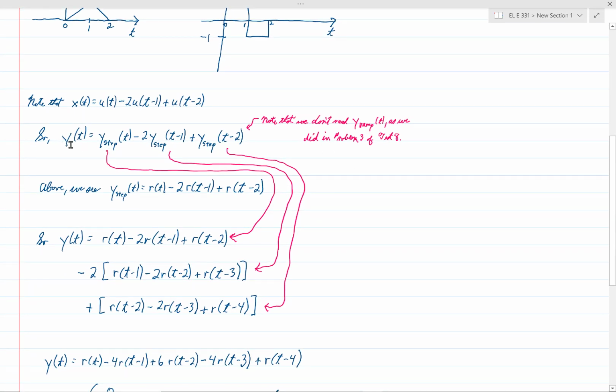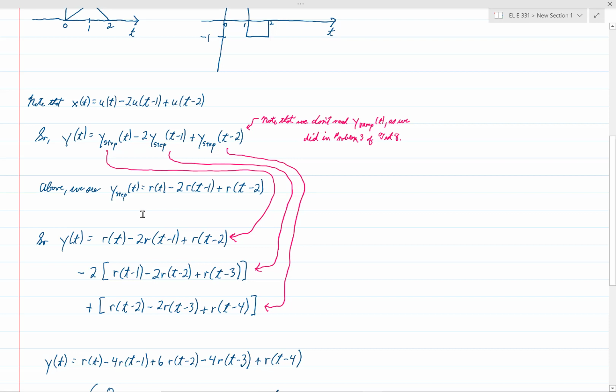Okay, so again, we're looking for y of t, so I'll put y of t here on the left, and it's equal to y step of t minus 2 y step of t minus 1 plus y step of t minus 2, where y step of t is given by this. So this first line is y step of t. You can see the arrow here. The second line is minus 2 y step of t minus 1. You see the arrow pointing down here. And then the final line is y step of t minus 2.